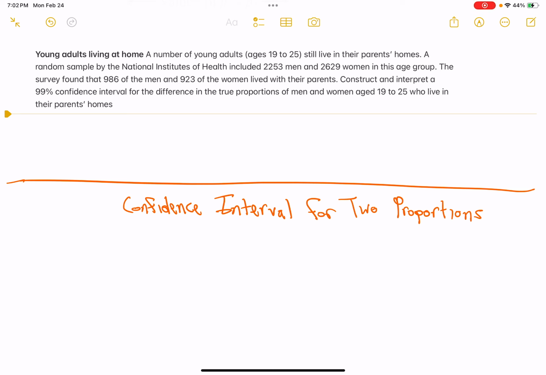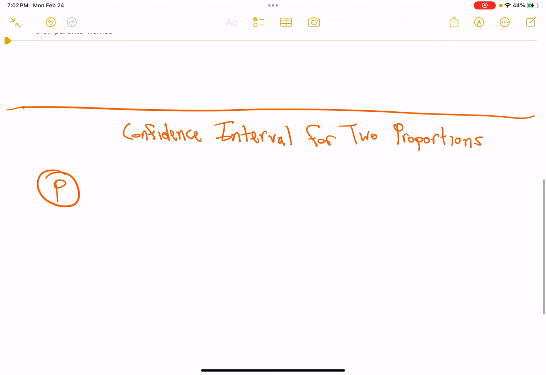Take a moment, pause the video, read through the question, map out your variables. Now, you may remember this from class, but hopefully you paused and you're ready to roll with me. Just like any confidence interval, we're going to do PANIC, except we're doing two kinds of panic here. So the first thing I'm going to do is set up my P1 and my P2. These are my two true proportions.